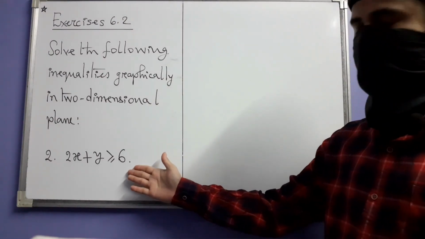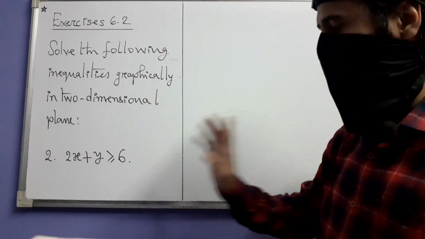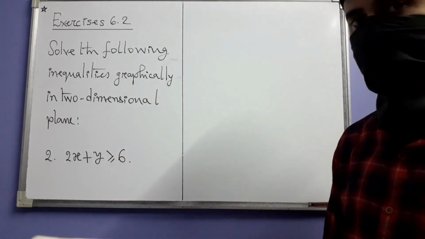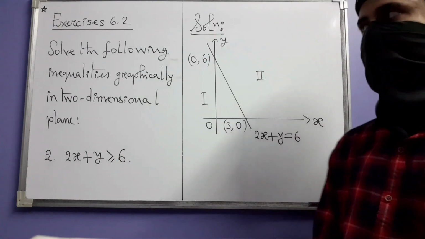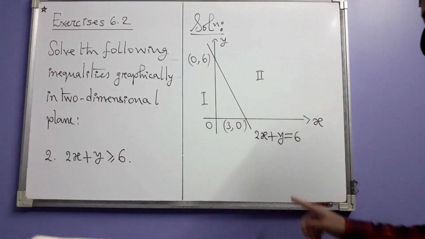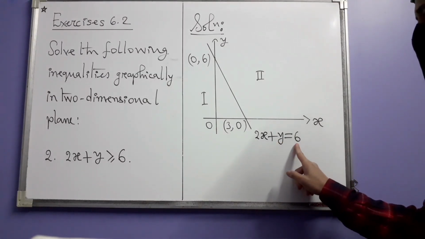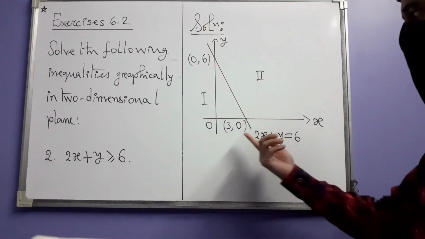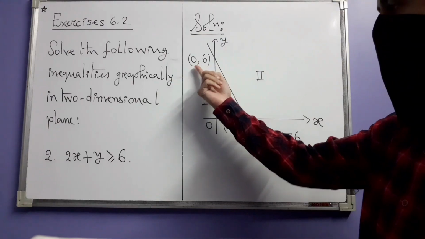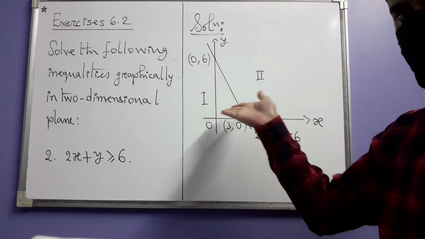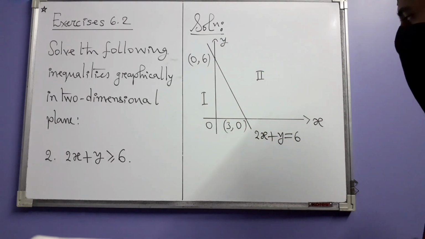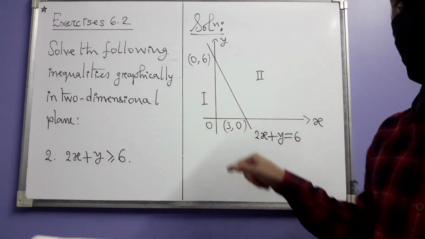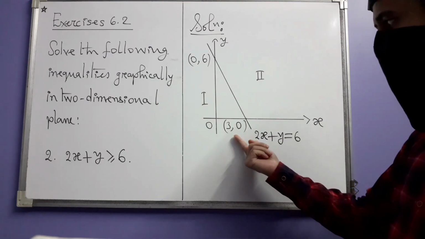Next we have number 2, where the inequality is 2x plus y greater than or equal to 6. Now we do not have strict inequality, the option of equality is there. For this inequality, if you write the corresponding equation, you get 2x plus y equal to 6. And the graph of this equation is this straight line, which you can clearly see passes through the points 3, 0 and 0, 6. And you can find those points like how I said just now. You put x equal to 0, for example, then you get y equal to 6. So that way you get this point. And similarly, you put y equal to 0 and solve for x, that will give you this point.